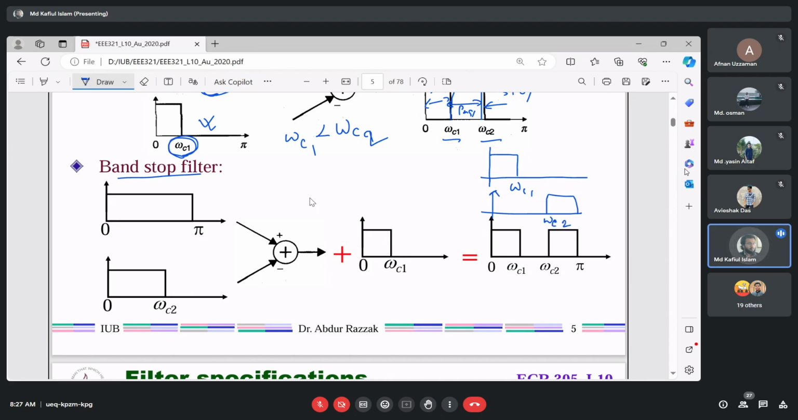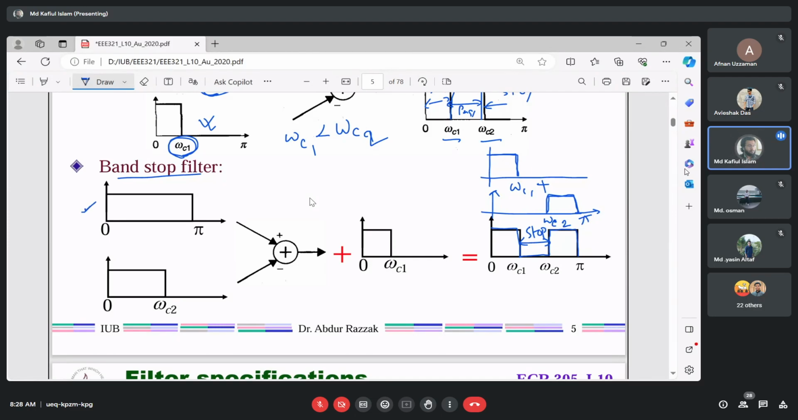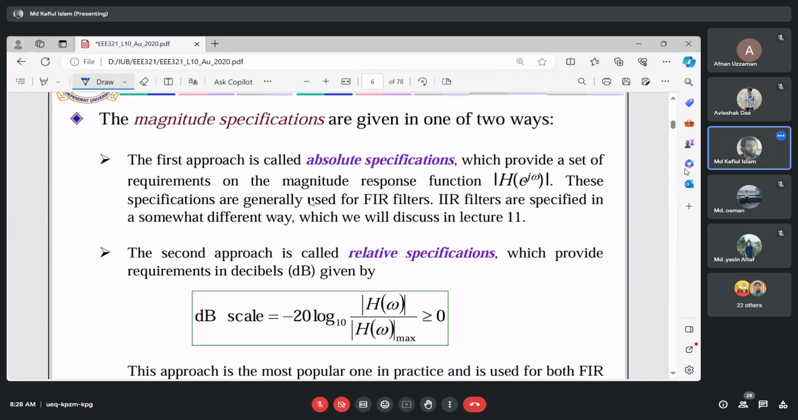Okay, so you know how to design a low pass filter. You also know how to design a high pass filter with the cutoff frequency omega c2, right? The last slide we talked about that one. So now you add these two, and it will be a band stop filter. So between omega c1 and omega c2 will be your stop band, right? So the idea is that you can always start with a low pass filter. That's the point that we're trying to make.